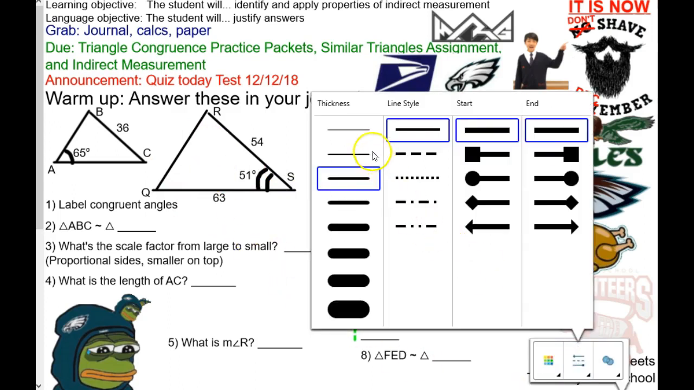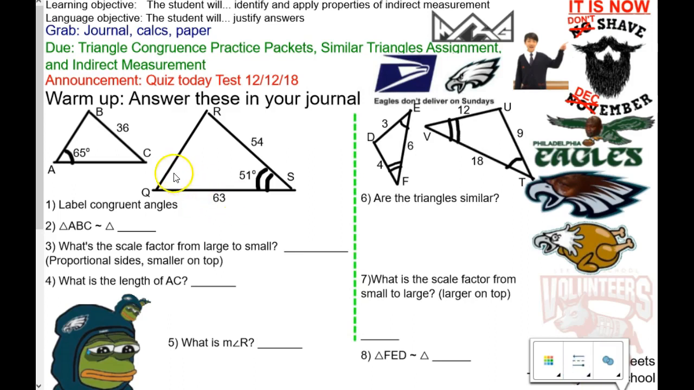Q. So let's do that. Let's label it. Okay, what else do I know? I got a 51 here. What else is 51? Angle C.